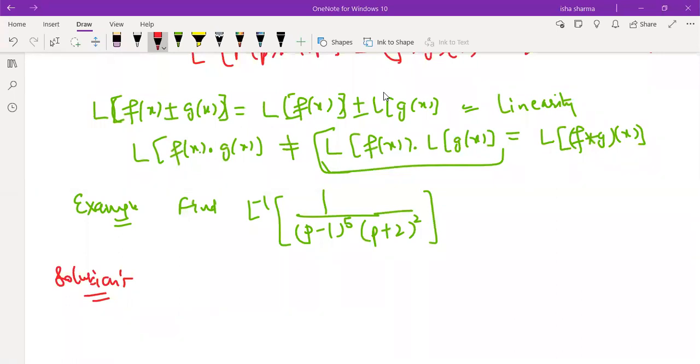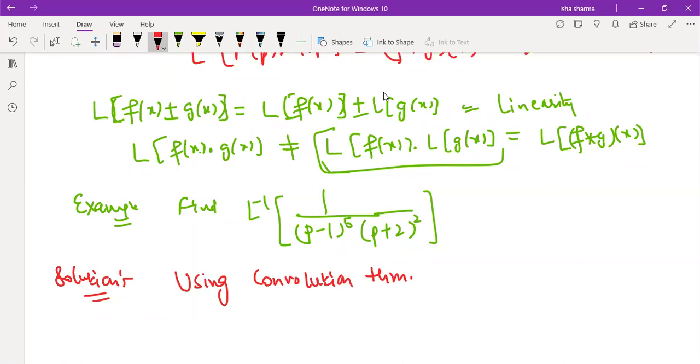You have the list of standard formulas. Whenever we are not getting the standard formulas, we try to break it into some other form where we can use the standard formula. You look at the power. It's (p minus 1) raised to power 5 into (p plus 2) whole square. So it's going to be quite complicated if you do the partial fractions with this. So we can do it using the convolution theorem.